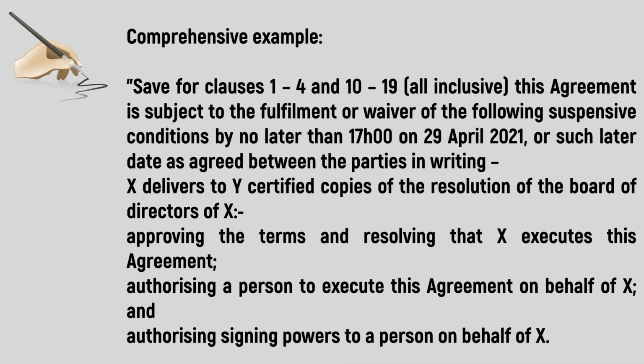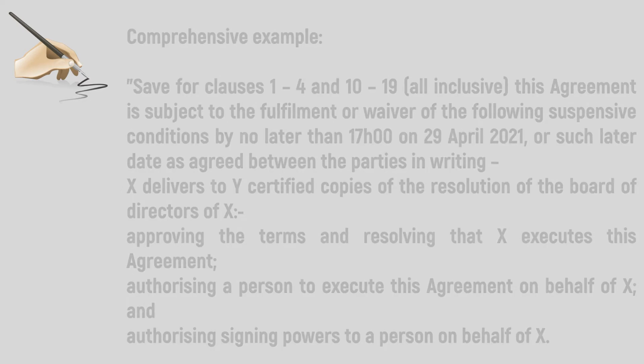Save for clauses 1 to 4 and 10 to 19, all inclusive, this agreement is subject to the fulfillment or waiver of the following suspensive conditions by no later than 5 on 29 April 2021, or such later date as agreed between the parties in writing. X delivers to Y certified copies of the resolution of the Board of Directors of X, approving the terms and resolving that X executes this agreement, authorizing a person to execute this agreement on behalf of X, and authorizing signing powers to a person on behalf of X.